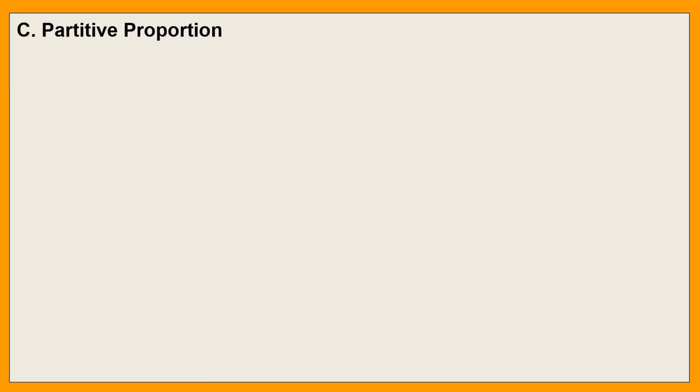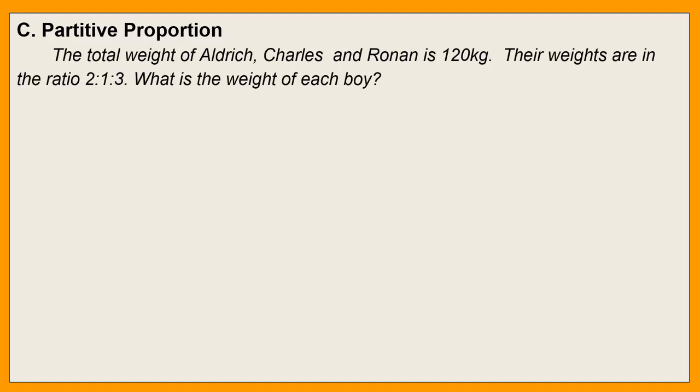Alright, the next one is partitive proportion. The problem here says the total weight of Aldrich, Charles, and Ronan is 120 kilograms. Their weights are in the ratio 2:1:3. What is the weight of each boy?